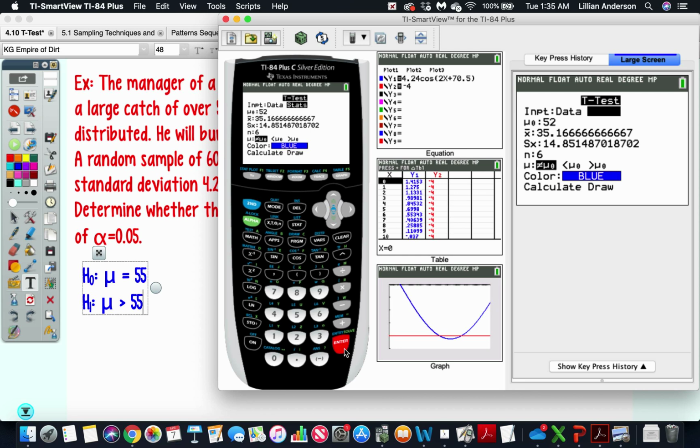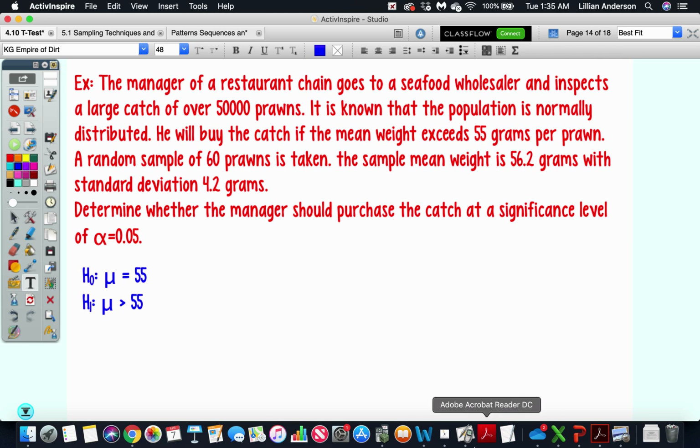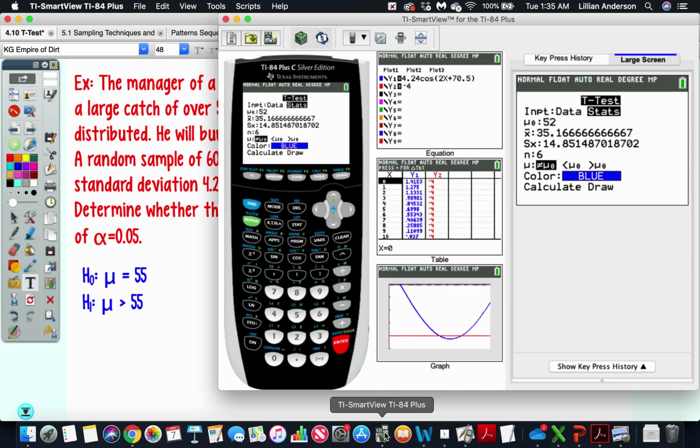We would use data if we had all the weights of the prawns given to us, and then we would use our list. But in this particular case, we're going to be using stats. So we'll make sure stats is highlighted by clicking enter. Then we'll go down, and it says mu sub 0.